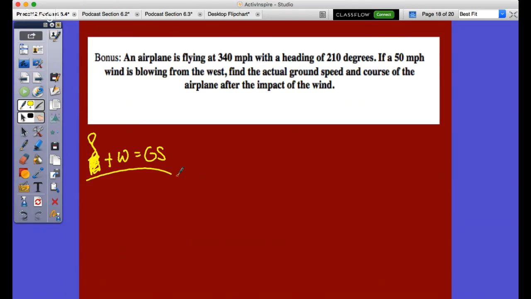The one thing I will tell you on the plane part, when you create the vector, is if it is headed at 210 degrees, that's here, right? So that's 210 degrees. At 340 miles per hour, right? There's that.